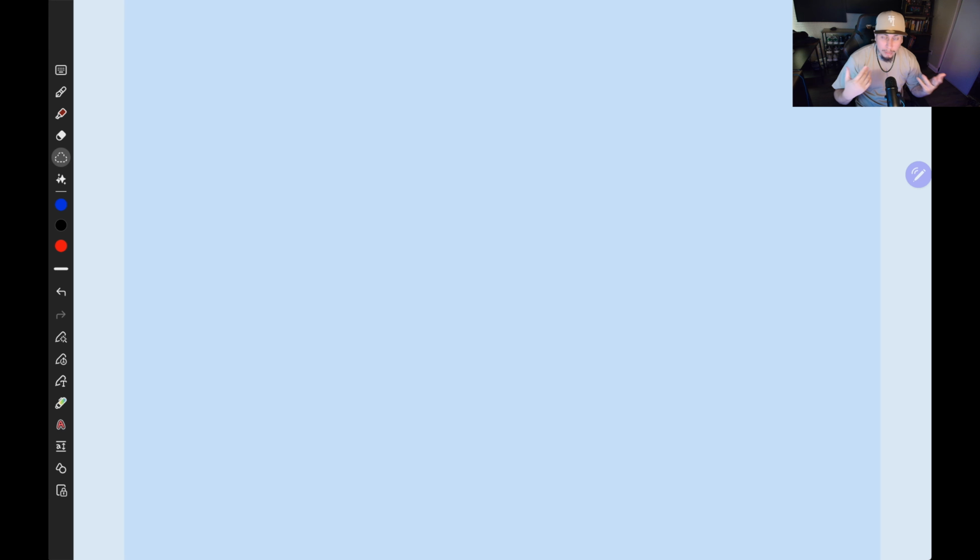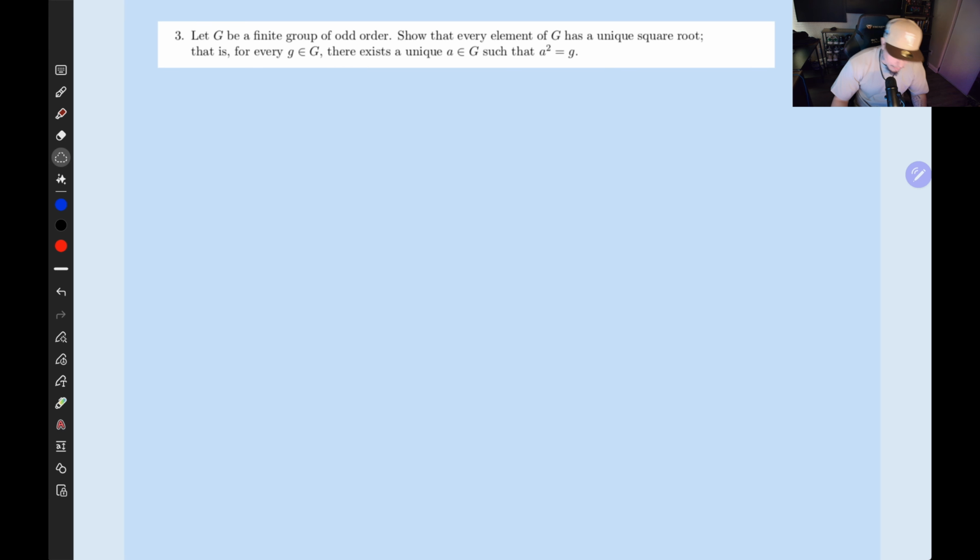I'm just going to jump right into the proof. The question we're working on today is question number 3 from this problem set. It says, let G be a finite group of odd order. We want to show that every element has a unique square root. That is, for any element G, there exists another element A such that when you square A, you get G. So there's two things we need to show here. One, the existence of the square root, and then after we show existence, we need to show that it is unique. So this will be a two-step proof.